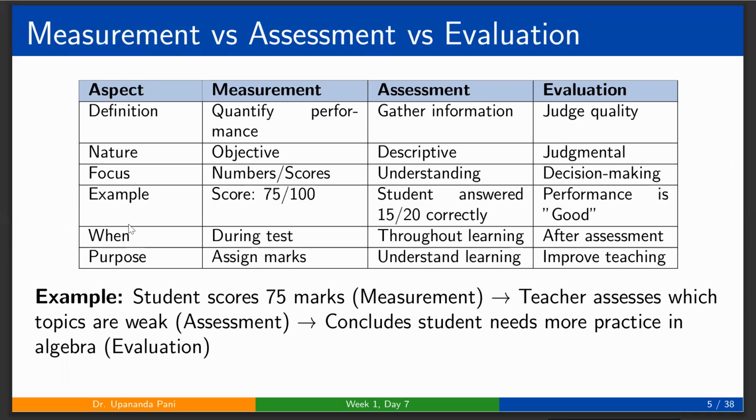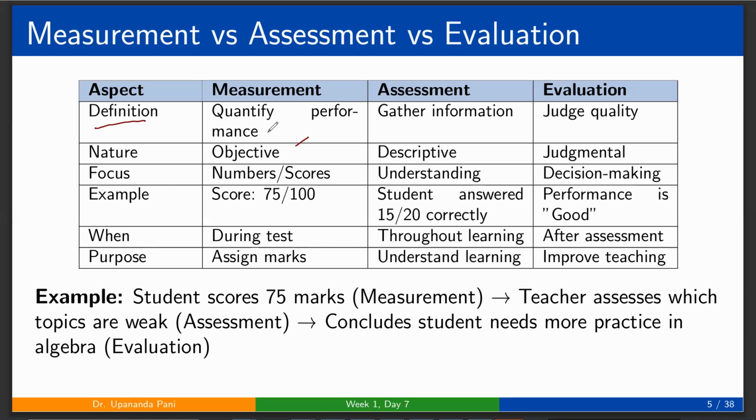So what are the different aspects, how you can differentiate between all these three? First is definition, nature, focus, example, when, and the purpose, right? If you see the first one, definition, the measurement is to quantify performance.